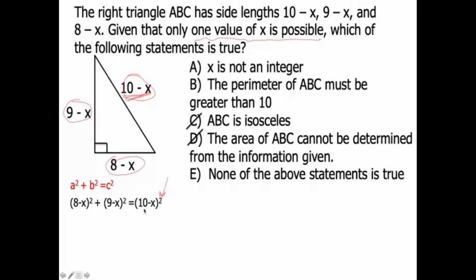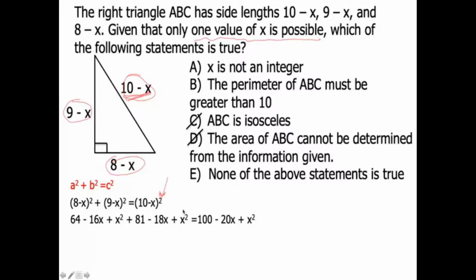Okay, let's FOIL this out. 8 minus x quantity squared gives us what? 64 minus 16x plus x squared. How about 9 minus x quantity squared? What does that give us? 81 minus 18x plus x squared. And all that equals 100 minus 20x plus x squared.